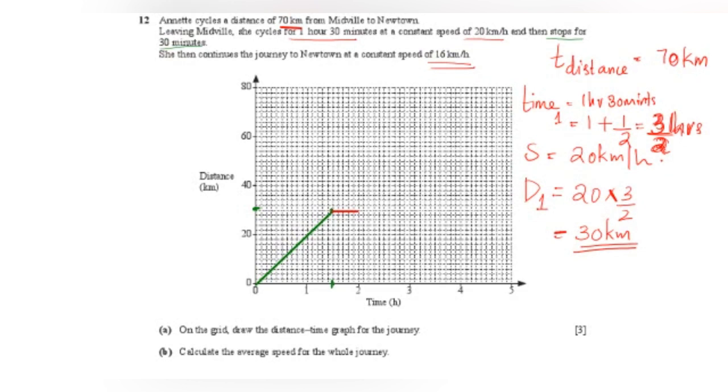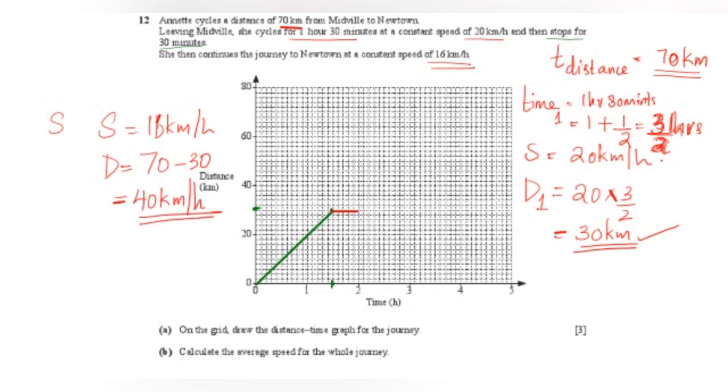Next, she then continues the journey to New Town at a constant speed of 60 km per hour. So she continues the remaining journey at a constant speed of 60 km per hour. We know the remaining distance. The first part of the journey was 30 km and the total distance is already given in the question. So the remaining would be 70 minus 30, which is 40 km. So the remaining distance she has to cover is 40 km.